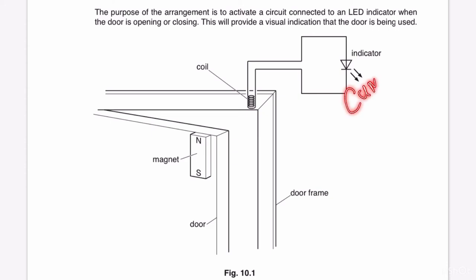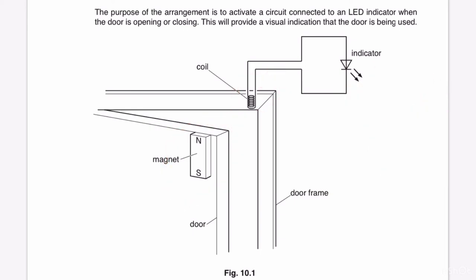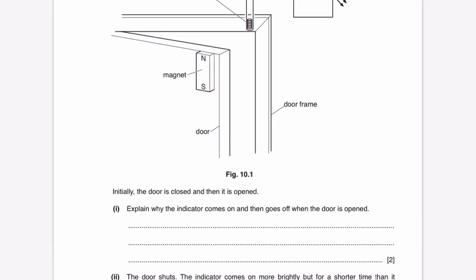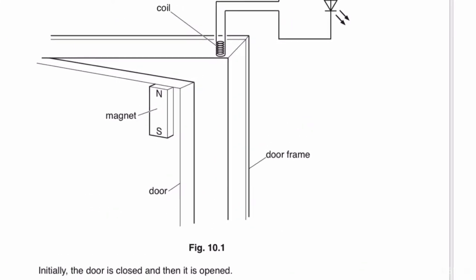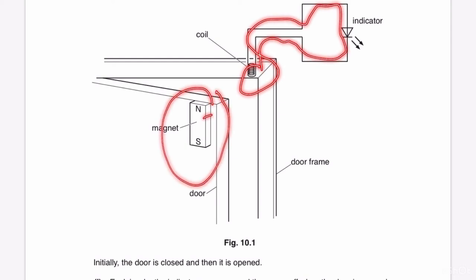Because current is induced. Ab kaise induce ho raha hai current? Yahan par aapko coil nazar aa rahi hai, yahan par aapko magnet nazar aa raha hai. It is very, very obvious. That is what? Electromagnetism. Theek hai? So, explain why the indicator comes on and off when the door is opened. Ab aapko pata hai ki yahan par coil hai. This coil is connected to a circuit. When this magnet which produces obviously a magnetic field.